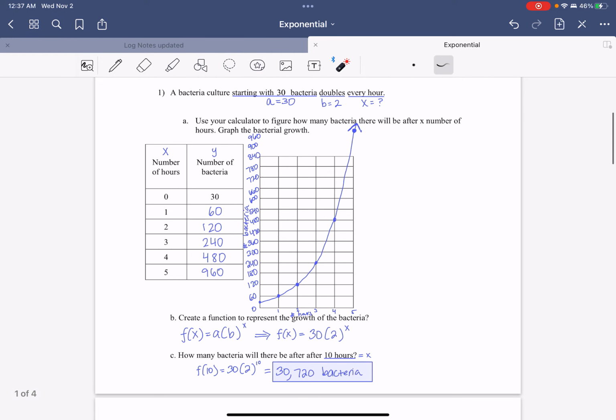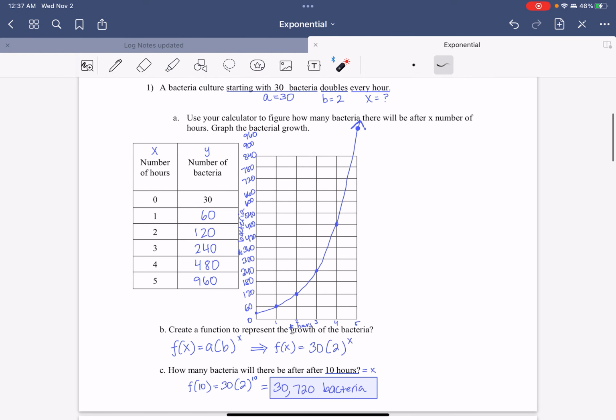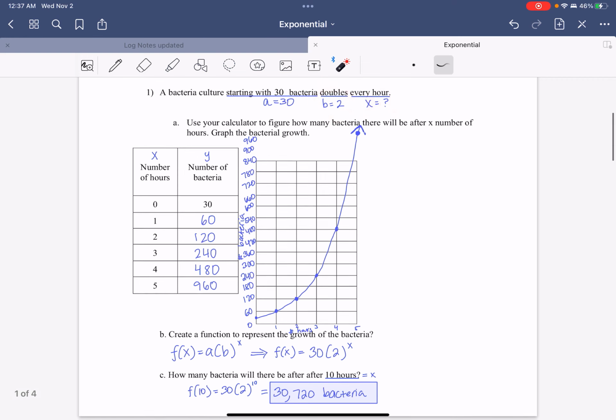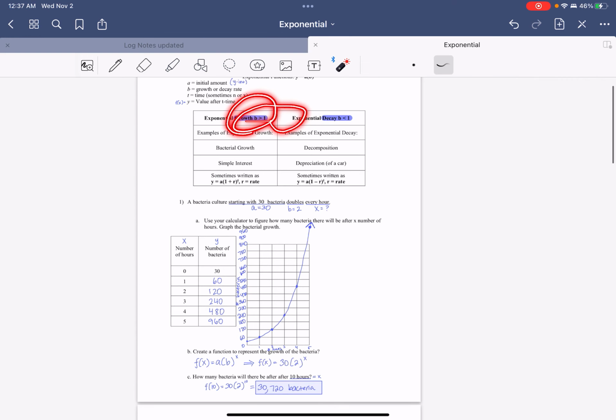So there are a lot of ways you can tell that it's exponential growth. The first thing you can look at is that b is 2, which means it's greater than 1. And remember, if b is greater than 1, you have exponential growth. Additionally, you can see that the graph is increasing, which is going up, which represents growth as well. And on top of that, it does tell you in the question as well that it's bacterial growth. So you will have a few indicators on whether or not you're dealing with exponential growth or decay.